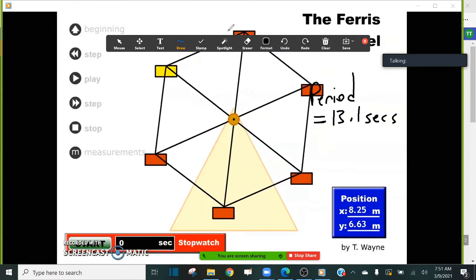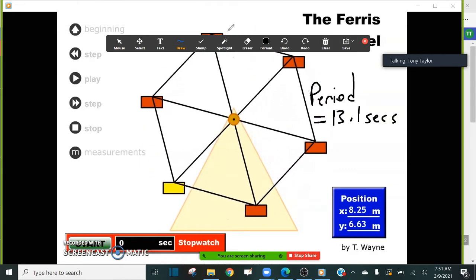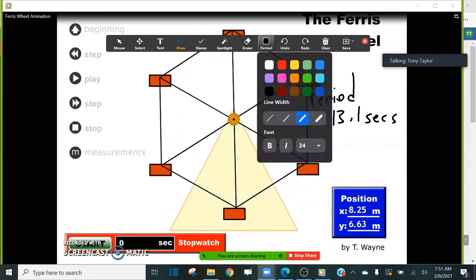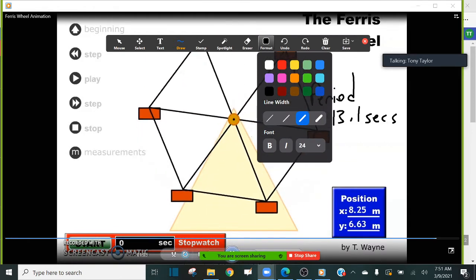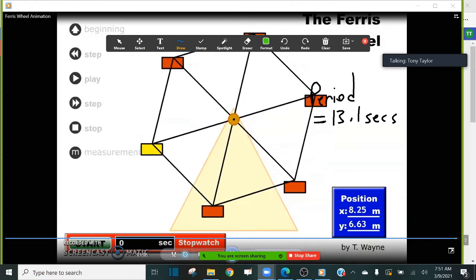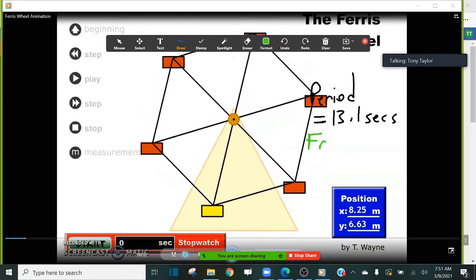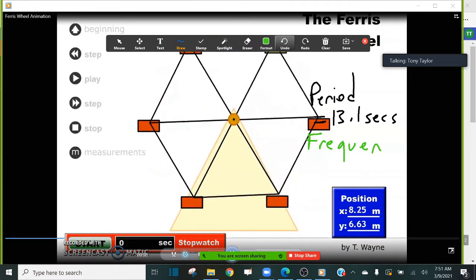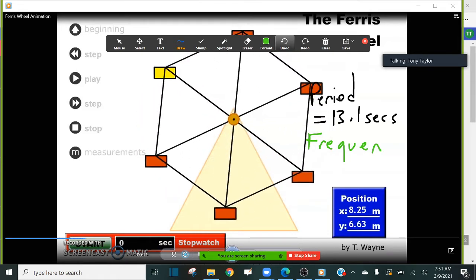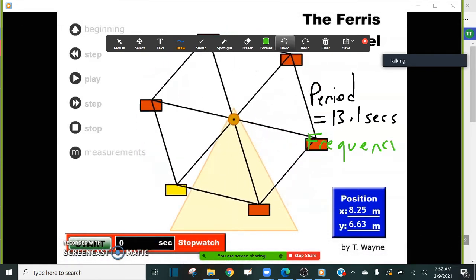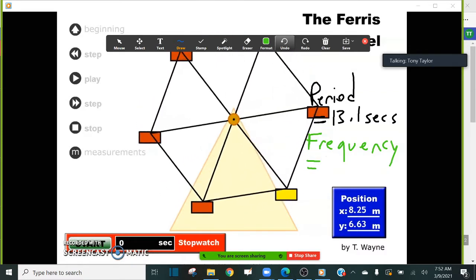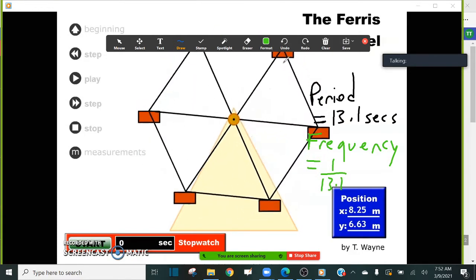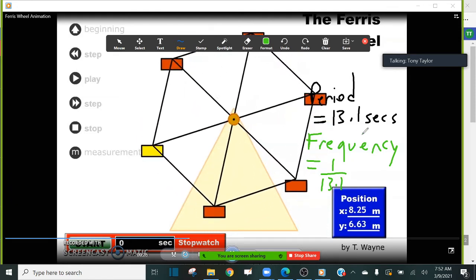Now, guys, as a general rule, anytime you know the period, you can easily figure out the frequency by just taking 1 and dividing by the period. So I'm going to write that down now. In order to find frequency, because these two things are reciprocals of each other, you can easily find frequency by just taking 1 and dividing by 13.1. In other words, you're taking 1 and dividing by whatever we got for our period.